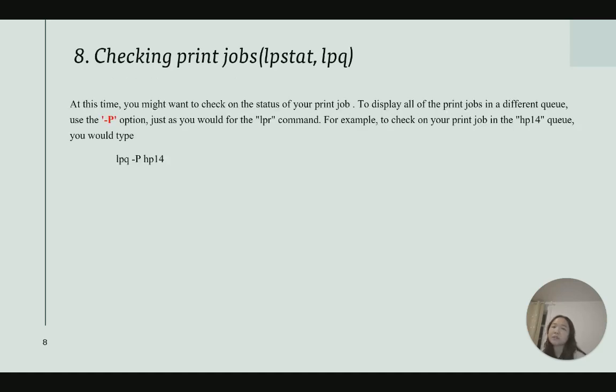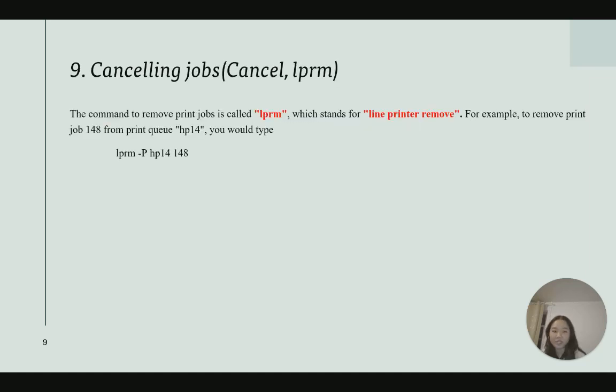Eight, checking print jobs. At this time, you might want to check on the status of your print job, to display all of the print jobs in a queue. Use the -P option, just as you would for the lpr command. For example, to check on your print jobs in the sp14 queue, you would type lpq -P sp14.